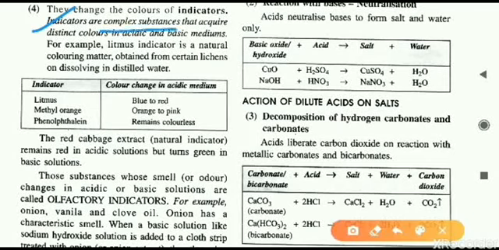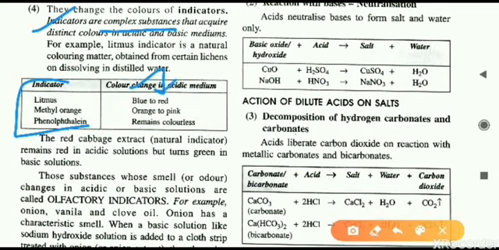Indicators, what are the indicators? Let us read here. They are complex compounds which will show different colors in acid or base. That means they are a method to check whether our solution is acid or base. So if we want to check whether any solution is acidic or base, we can use chemical indicators. Examples of chemical indicators are given.